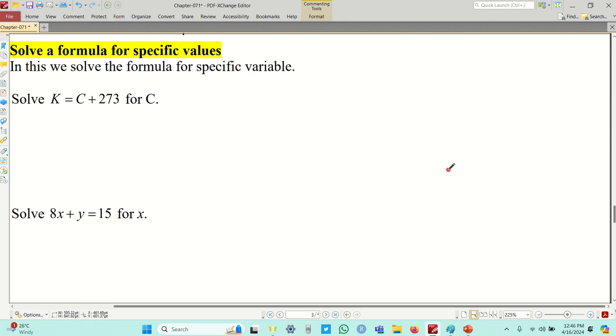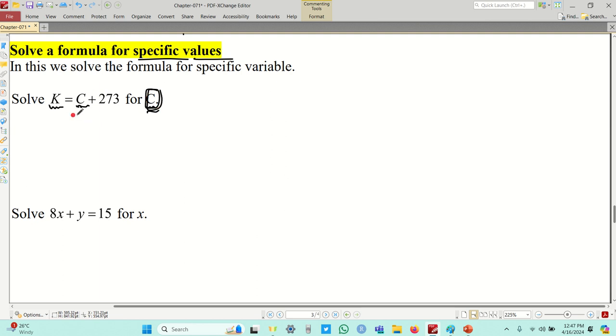Now a special type of questions. What is the special type of questions? Now you will have two variables in the questions. Like say here there are two variables, K and C. What we need to do is find the value of C. You need to solve the question for a specific variable, whatever they are saying. So you need to solve for C.